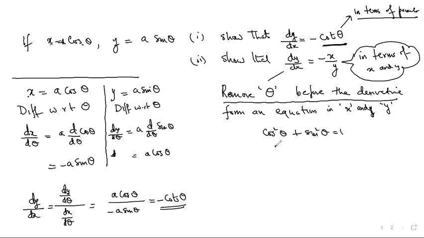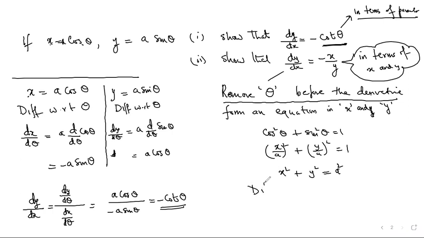Cos theta is x upon a. Sin theta is y upon a. I'll simplify for my convenience. So I came to the Cartesian equation. So if you eliminate theta, you will come to the Cartesian equation.